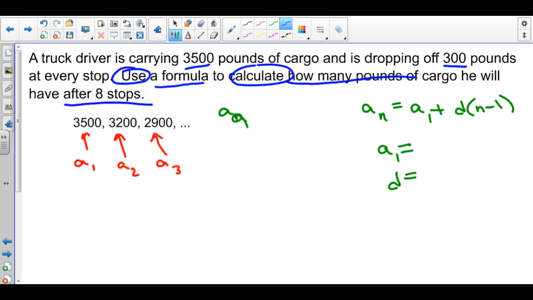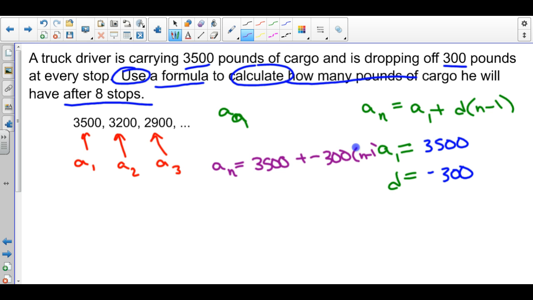A1 is the first term. So the first term here is 3,500. He is starting with 3,500 pounds of cargo. And since he is dropping off 300 pounds, he's losing cargo, you can take the second number minus the first number, and you'll get negative 300. So what I'm going to do is write my explicit formula. A sub n equals 3,500 plus negative 300 times n minus 1.